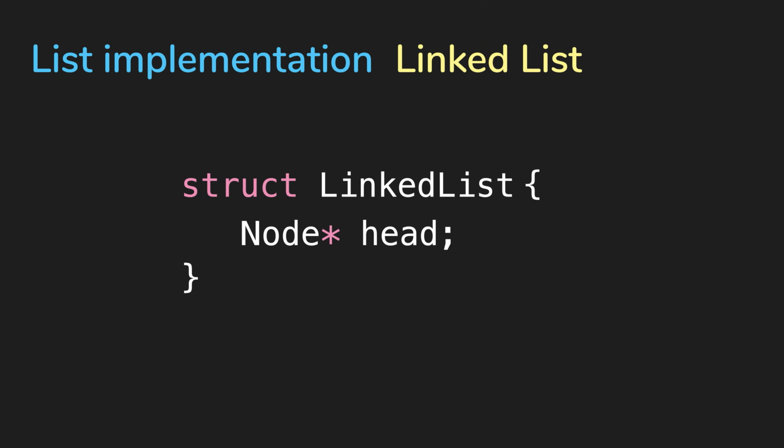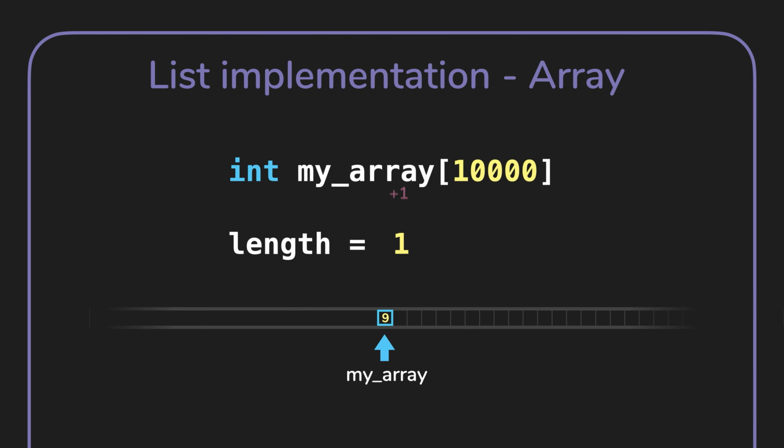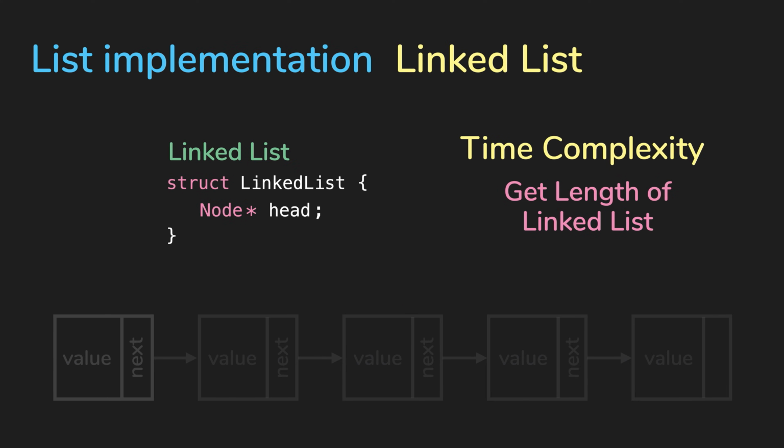Currently, in our linked list implementation of the list, we only have one variable, which is the head of the linked list. If you remember our array implementation, we actually have the array and an integer variable called length that keeps track of the length. So what would be the time complexity of getting the length of our list?